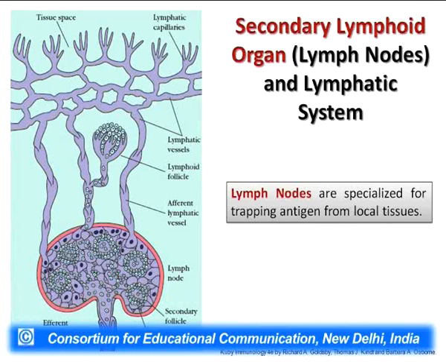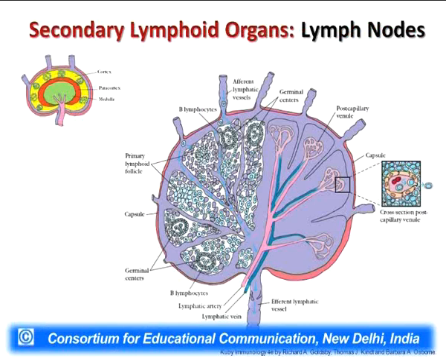So, these lymph nodes are the specialized organs which help in trapping the antigens from the local tissue. If we see the picture over here, the lymph nodes are attached to the lymphatic capillaries which are present within the tissue spaces, and from these tissue spaces they capture the antigens or the pathogens. These are taken up into the lymph nodes which contain the lymphocytes, and these are the sites where there is an active interaction between the antigens and the antibodies.